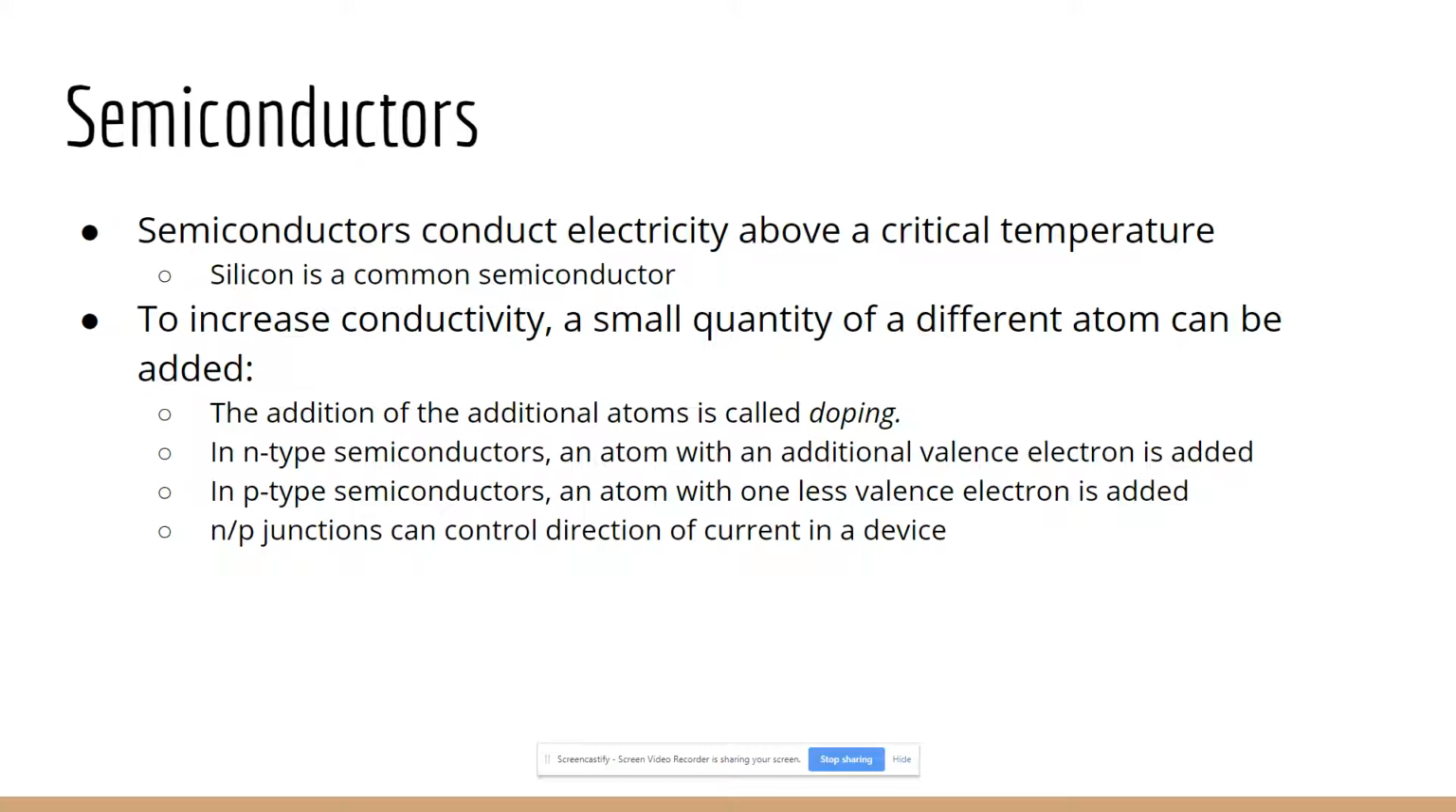So if you have N-type, meaning negative type, semiconductors, an atom that has an additional valence electron is added. That additional valence electron just makes it easier for the current to flow. And then for P-type semiconductors, an atom with one less valence electron is added, and that also increases the current. But the N and the P-type will typically create currents in opposite directions from one another, which is why you could have NP junctions where you have an N-type and a P-type semiconductor in direct contact with one another, and these can be used to control the direction of current in some sort of electronic device.